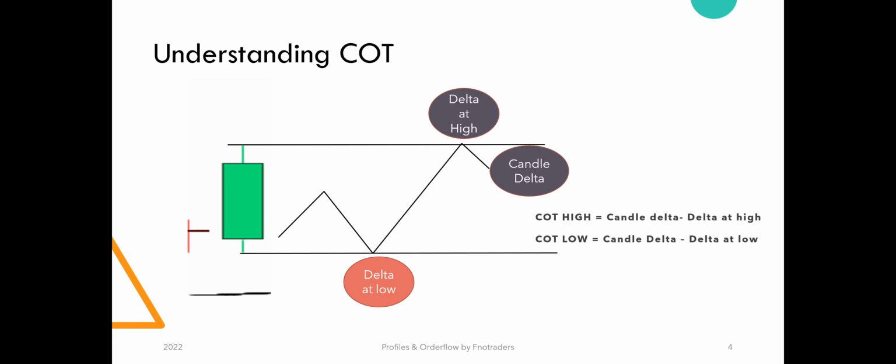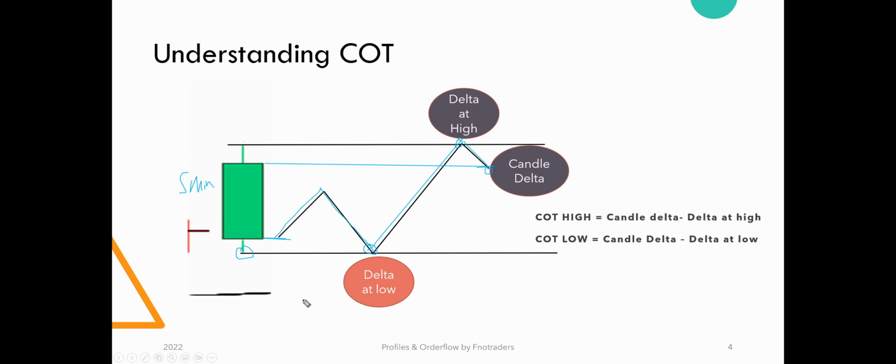I'll just try to explain this module quickly so that you really understand it very clearly. If you see, this is a candle. Let's say this is a green candle which is forming, and let's say this is a 5-minute candle. During this candle journey, the price probably starts at the candle open, goes to some midpoint, makes a low which marks the low of the candle, then goes to the other side which marks the high of the candle, and then closes here, which is the close of the candle. So this is the candle journey within that 5 minute time frame.